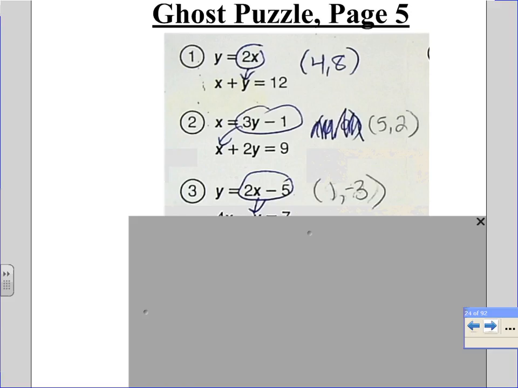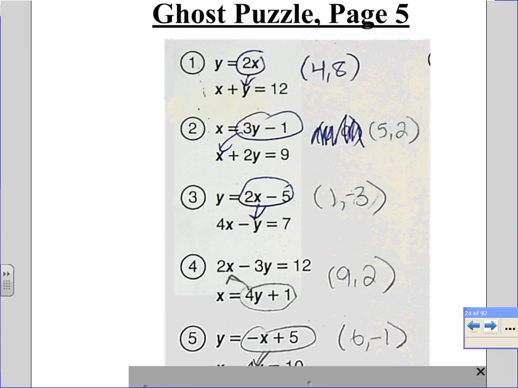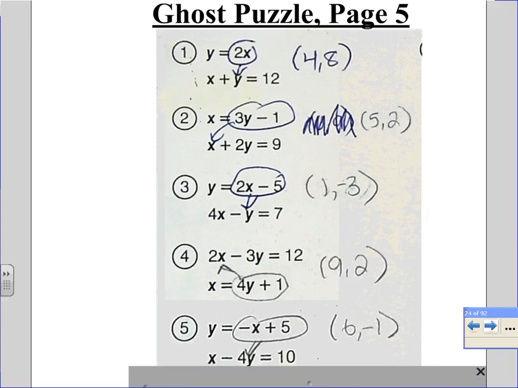Be careful. Number 4, Haley L. Good, 9 comma 2. John, number 5. It should be 6, negative 1. You just have it the wrong way. Okay. So any questions on any of the ghost puzzle or the graphing part?